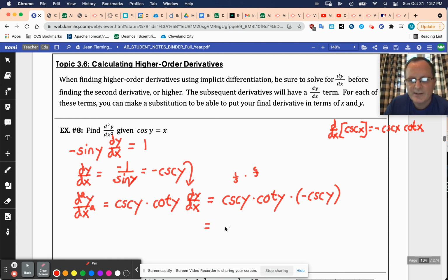So I believe our final answer then is negative cosecant squared of y, and I don't think you really need the multiplication, but I'll write it just because it looks so crazy, times cotangent y. And then we are done.